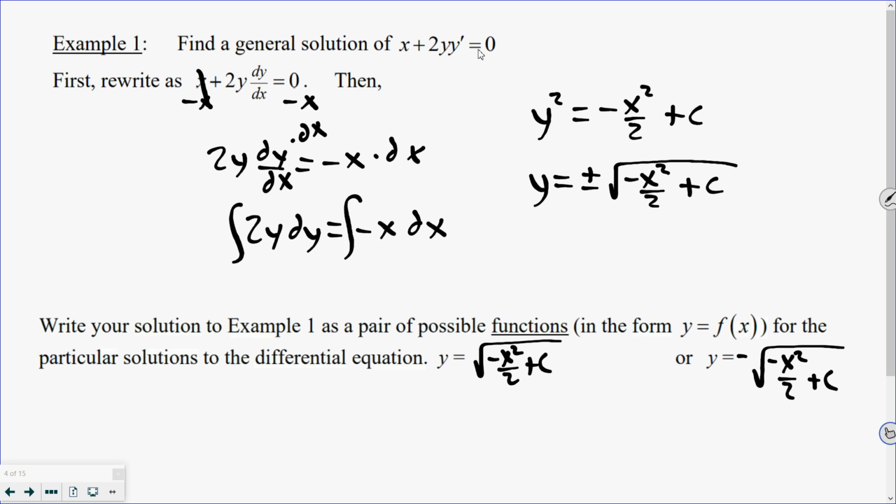Okay, so again, the reason why we're writing them separately is because both of them can't be the answers. It could be one or the other. We just don't know which one. Okay, let's try another one. So go to example 2.